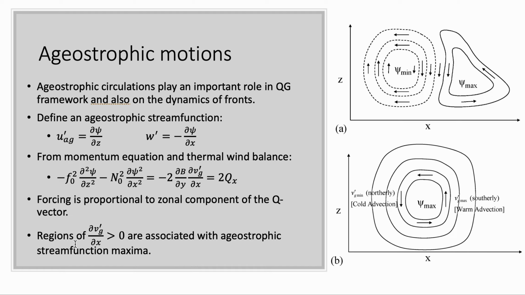And it's easy to show, just from here and what we know about Laplacians and how we can interpret Laplacians as like minus the function, that regions where this dv prime g dx is 0 are associated with stream function maxima.